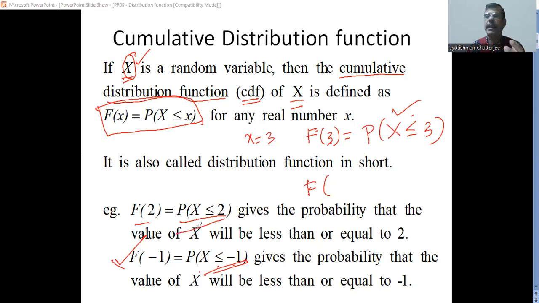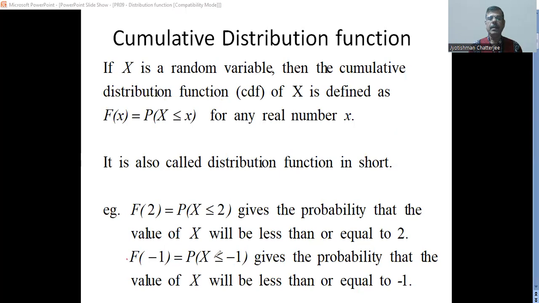Using the random variable capital X, we are defining a new function, capital F, and that's called the cumulative distribution function of the random variable capital X. So what does this thing mean? Say F of minus 1, that means probability of capital X less than or equal to minus 1, and the meaning of that is the probability that the random variable capital X will be less than or equal to minus 1. That's the meaning. This is a very useful concept in probability theory. Let's try to understand that.